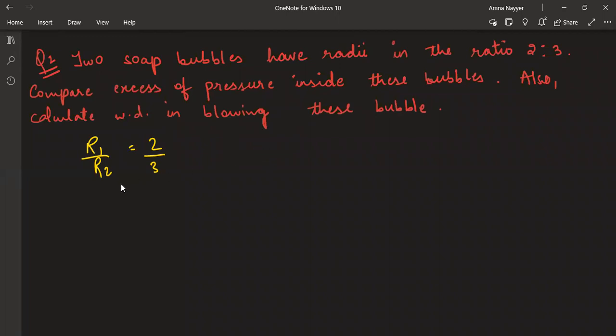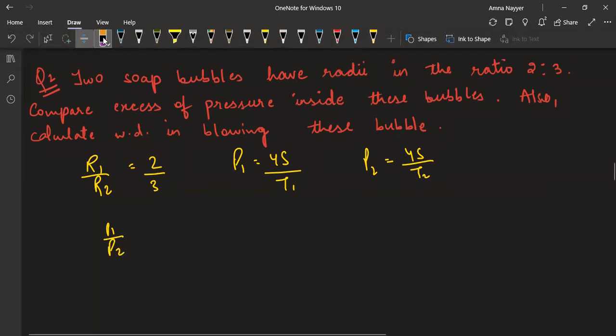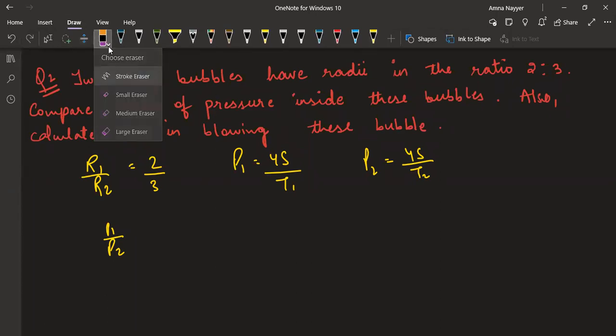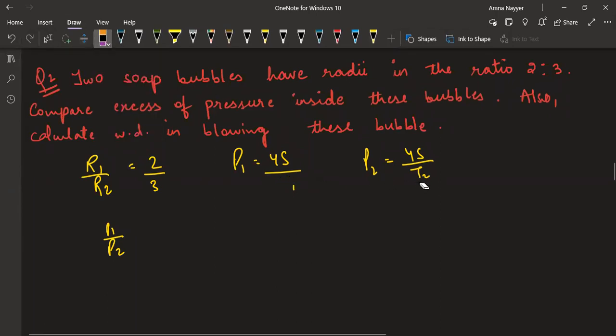See, excess pressure is very easy. How do we write it? And it is a soap bubble. So we will write P1 as 4S by R1, and P2 we'll write as 4S by R2. Now when you take the ratio of P1 by P2, the radius should come in the denominator. So this will become R1, this will become R2.